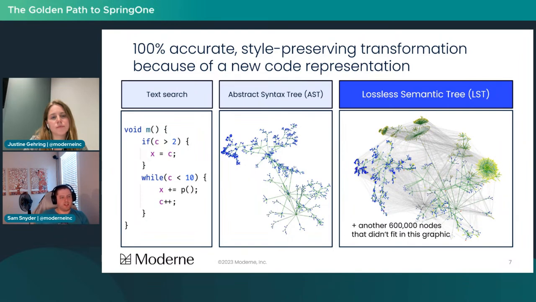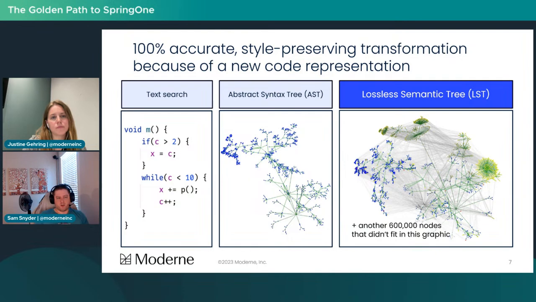And just the abstract syntax tree is often not enough to act with complete confidence. For example, the abstract syntax tree representation of a log.info call that's going to an SLF4J logger versus a log.info call to a Log4J logger looks the same in an untype-attributed abstract syntax tree.